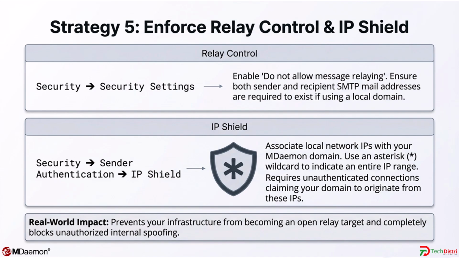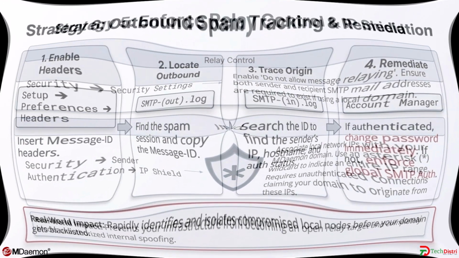One of the most critical email security risks is becoming an open relay. An open relay allows attackers to send spam through your mail server. To prevent this, enable relay restrictions under security settings. Ensure the option "Do not allow message relaying" is enabled. Next, configure SHIELD under Security, Sender Authentication, SHIELD. This feature associates trusted internal IP ranges with your domain. If a message claims to originate from your domain but comes from an unauthorized IP address, it is rejected. Together, these controls prevent both relay abuse and internal domain spoofing.